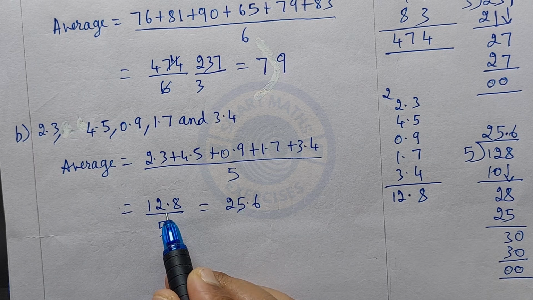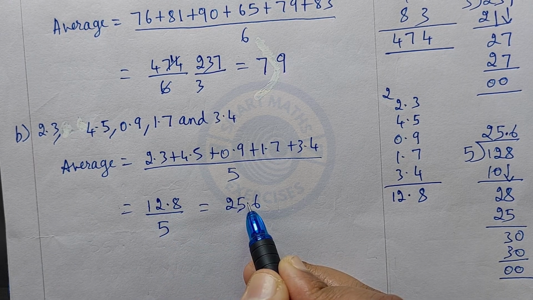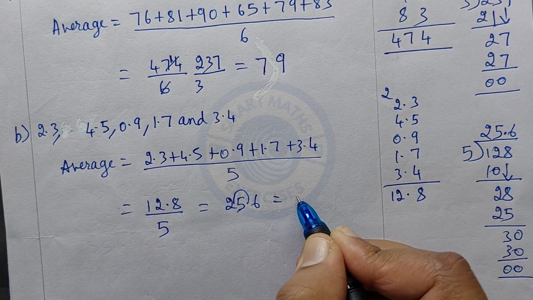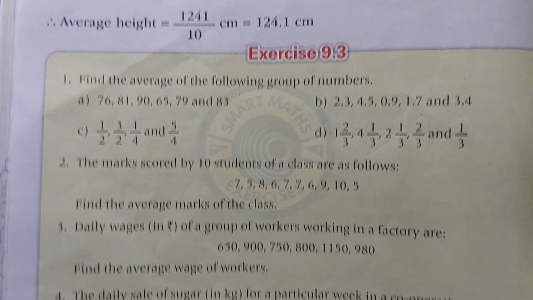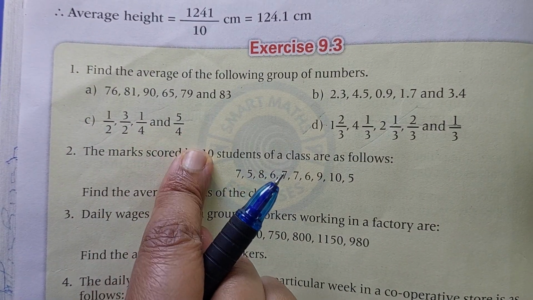But here we have a decimal point. We have to shift the decimal point after one number. So the answer is 2.56. Next question. C. 1 by 2, 3 by 2, 1 by 4 and 5 by 4.